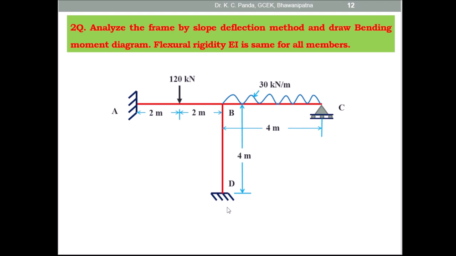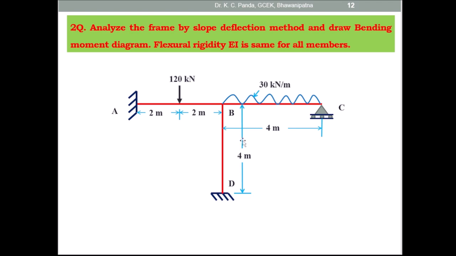Then coming to the second example: analyze the frame by slope deflection method and draw the bending moment diagram. The flexural rigidity EI is the same for all the members. So this is also an example of a non-sway frame. Here this is A, B, C, D, and BD is the vertical member, and AB, BC are the horizontal members. Here the support C is simply supported, and support A and support D are fixed. The span length of AB is 4 meter, the span of BC is 4 meter, and the vertical height of BD is 4 meter. On span AB there is one concentrated load of 120 kilonewton at the midpoint, and on span BC there is a uniformly distributed load of 30 kilonewton per meter throughout the length. Solve the problem by slope deflection method.